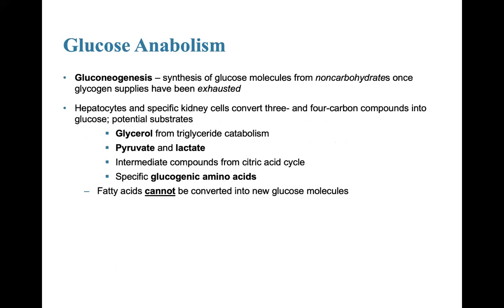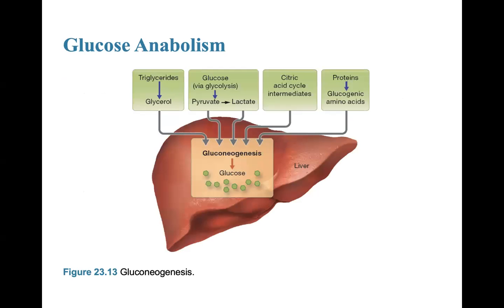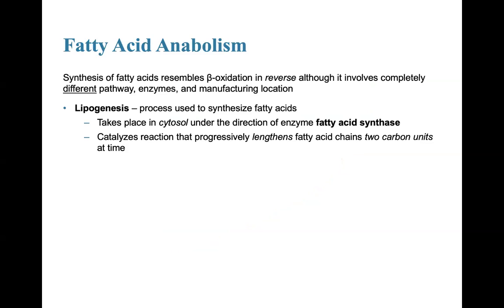Gluconeogenesis, on the other hand, is the synthesis of glucose molecules from non-carbohydrate sources. Once glycogen supplies have been exhausted, hepatocytes and specific kidney cells can convert 3 and 4 carbon compounds into glucose. Potential substrates could include glycerol, pyruvate, lactate, intermediate compounds from the citric acid cycle, and specific glucogenic amino acids. Fatty acids cannot be converted into new glucose molecules. One of the reasons why we have gluconeogenesis is the brain needs to have a constant supply of glucose. And if you have no glucose sources, this is a way that the body, the liver in particular, can make glucose that can be used by the brain.